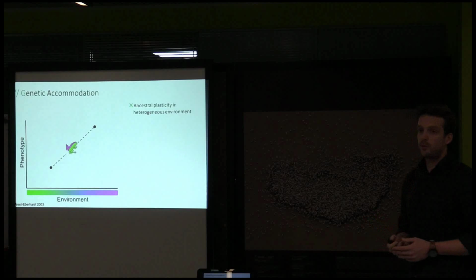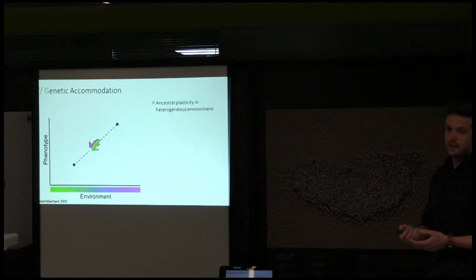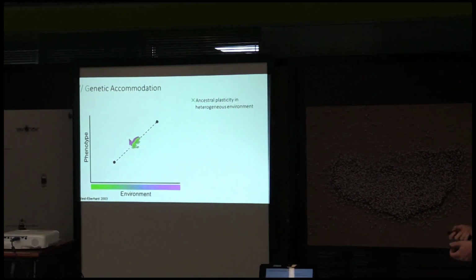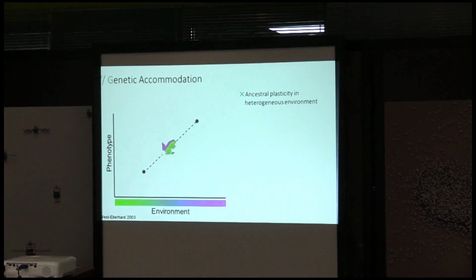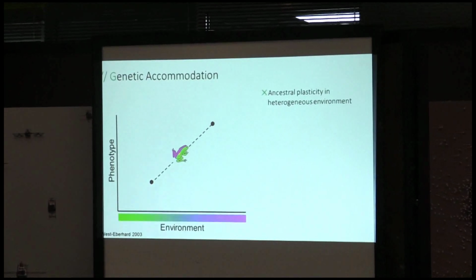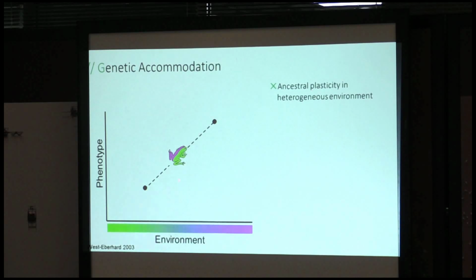So I'm going to run you through the general gist of genetic accommodation, but first I thought I would point out that very often when we talk about phenotypic plasticity, we talk about reaction norms. So for example, for this individual inhabiting a heterogeneous environment, the same genetic individual can express one phenotype in one environment and another phenotype, or a gradient of these phenotypes, in another environment. And the slope, the difference between these two phenotypes, we refer to as the reaction norm.